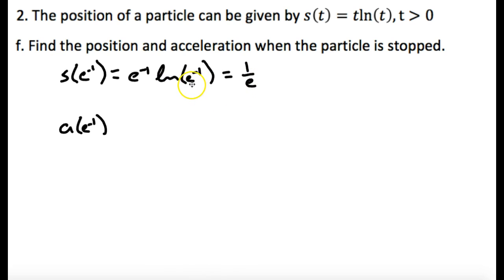Natural log of e to the -1. Well, natural log of e cancels out, and this ends up just being -1. So I could just write this as -1 over e. Now my acceleration function was 1 over t, so this will just be 1 over e to the -1. Well, that would just be e, right? I can bring this to the numerator and make the exponent positive. All right.